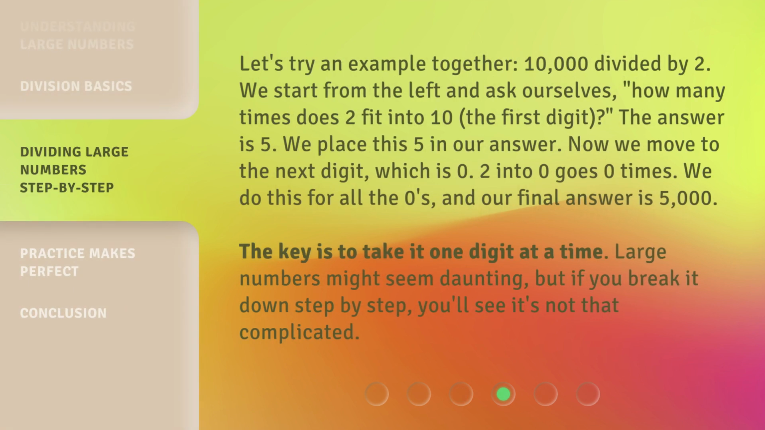Let's try an example together. 10,000 divided by 2. We start from the left and ask ourselves, how many times does 2 fit into 10? The first digit. The answer is 5. We place this 5 in our answer. Now we move to the next digit, which is 0. 2 into 0 goes 0 times. We do this for all the zeros, and our final answer is 5,000.